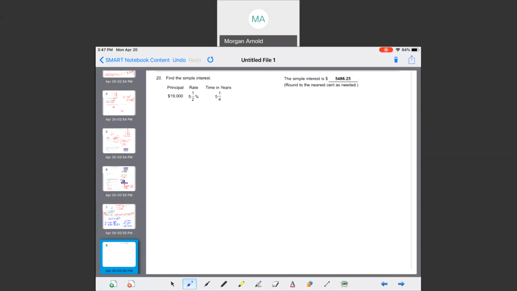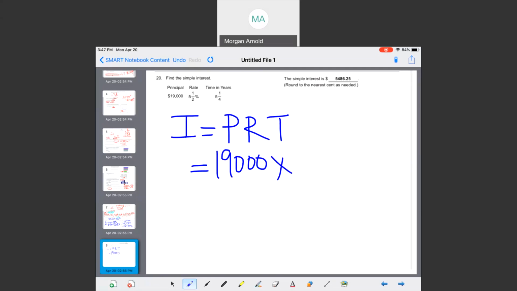Last question, simple interest. We need to find the amount of simple interest given this information. The formula we'll be using is I equals PRT, in which P is the principal, or 19,000. R is the rate, 5.5%. Let's change, first of all, that 1/2 to 0.5. And then let's scoot the decimal point 2 places to the left to change it to a decimal.